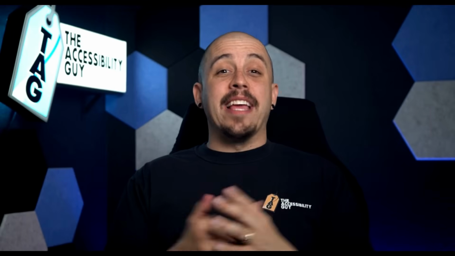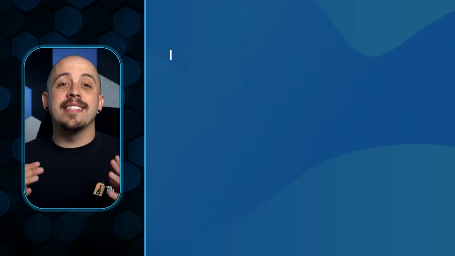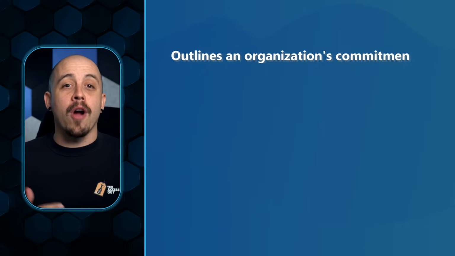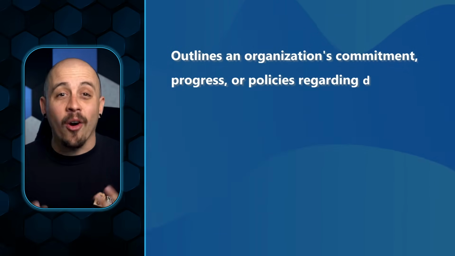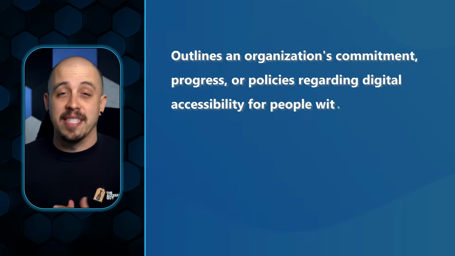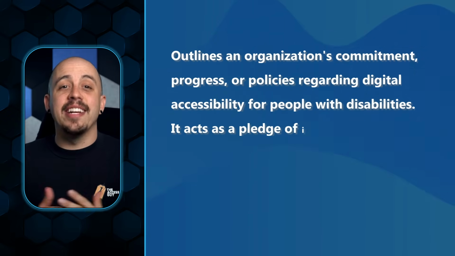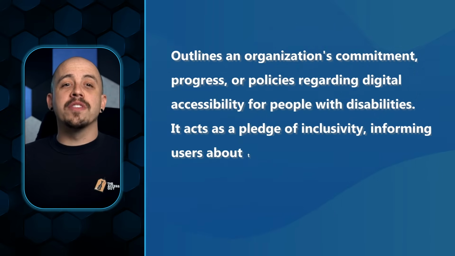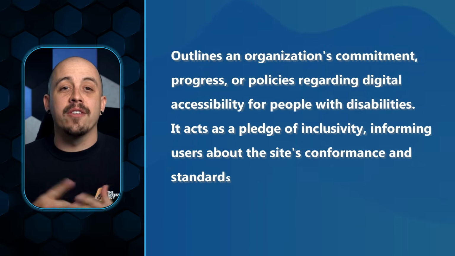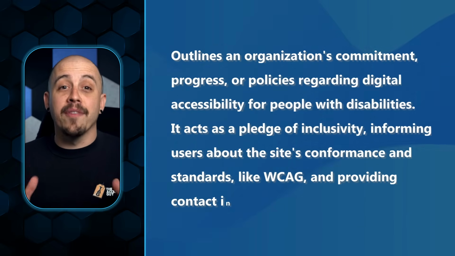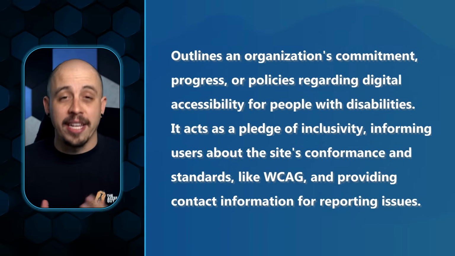An accessibility statement is a public-facing document on a website or app that outlines an organization's commitment, progress, or policies regarding digital accessibility for people with disabilities. It acts as a pledge of inclusivity, informing users about the site's conformance and standards like WCAG, and providing contact information for reporting issues. This is a great first step for getting compliant with Title II deadlines.